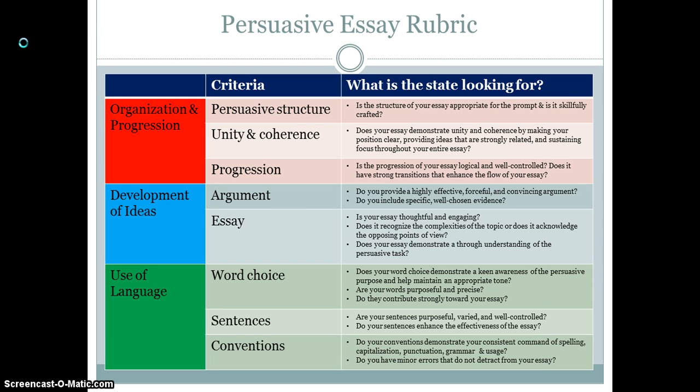Finally, in order to judge the use of language within your essay, other criteria will be examined. For example, does your word choice demonstrate a keen awareness of the persuasive purpose and help maintain an appropriate tone? Are your words purposeful and precise? Do they strongly contribute toward your essay? Are your sentences purposeful, varied, and well controlled? Do your sentences enhance the effectiveness of the essay? Do your conventions demonstrate your consistent command of spelling, capitalization, punctuation, grammar, and usage? Do you have minor errors that do not detract from your essay?